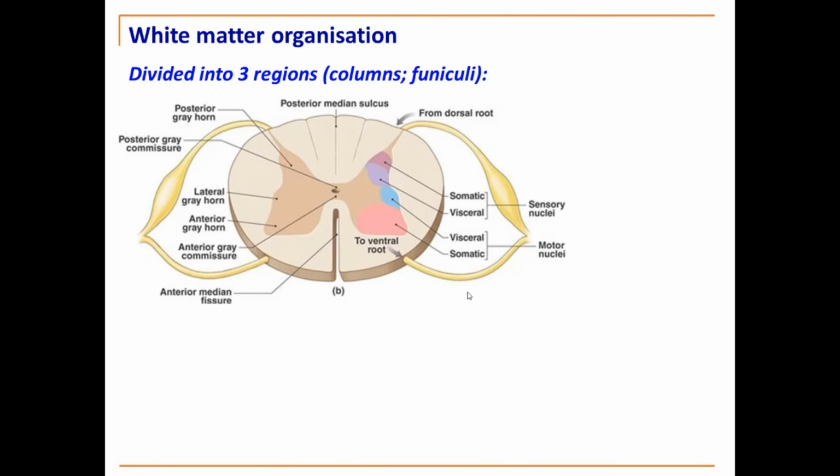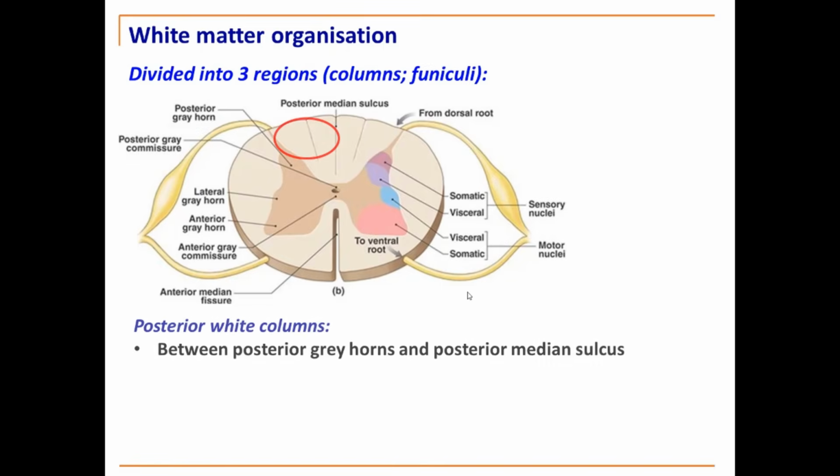So now we'll go on to the white matter organization. It's divided into three main regions, or columns, or funiculi. The posterior white columns, which are present up at this point, are between the posterior grey horns and the posterior median sulcus. So that's your posterior white column. This is the region where we're going to be carrying information up and down the spinal cord.